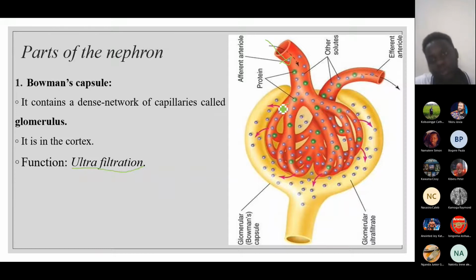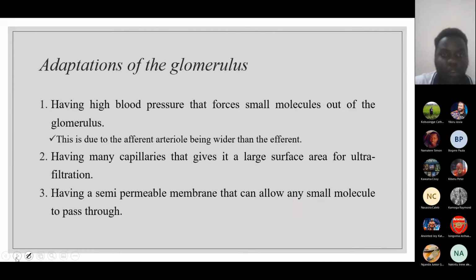Molecules that are small are going to be pushed out, much like what happens during tissue fluid formation of the normal circulation. So in this case here, small molecules are going to be pushed out, but more on that later in this lesson. Talk about the adaptations of the glomerulus. It has a high blood pressure that forces the small molecules out of the glomerulus, and we explain and say this is because the afferent arteriole is wider than the efferent arteriole. Afferent is where blood comes in, efferent is where blood leaves the glomerulus.